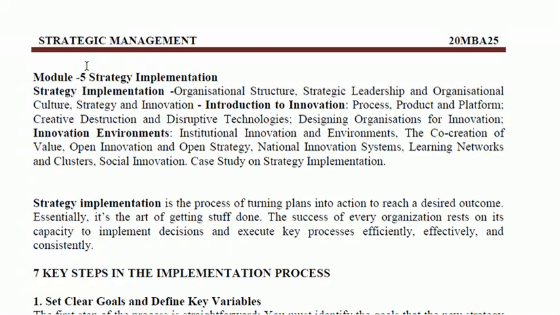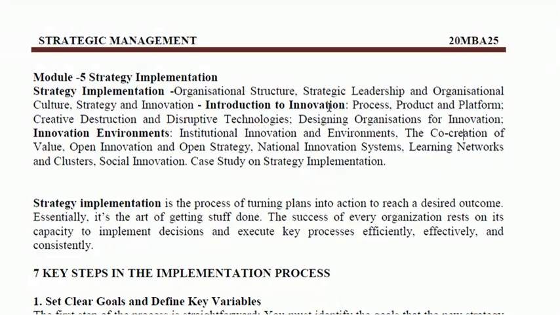In Strategic Management, I'm in Module 5, which is about strategic implementation. In this module, we have strategic implementation along with some introduction to innovation and innovation environments also. So two things have been combined in this module 5.